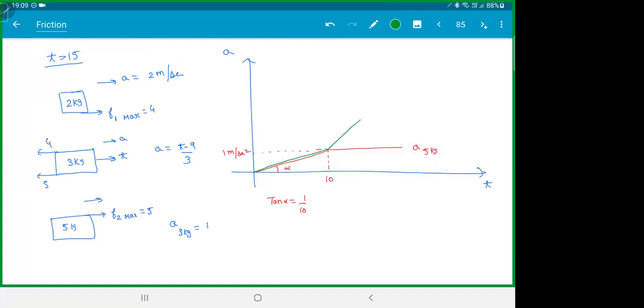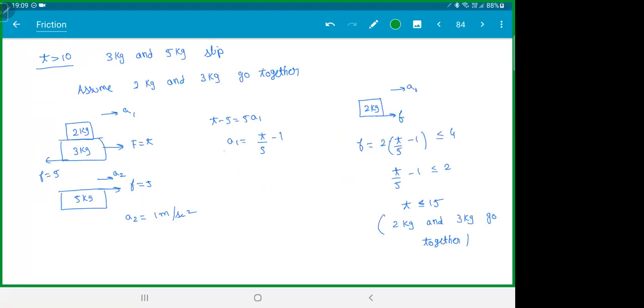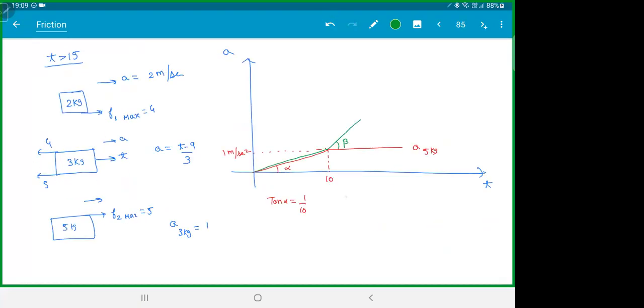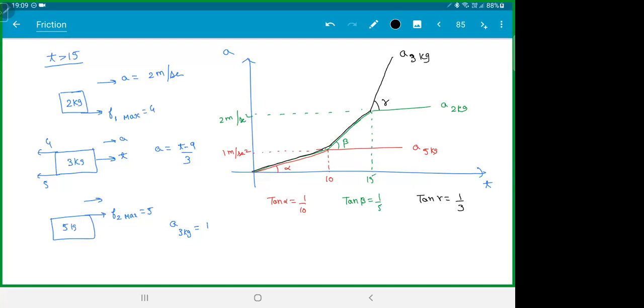Then this started going up like this. This angle is beta. How much is this acceleration? t by 5 minus 1. So tan beta is 1 by 5. They go like this till 15 seconds. Then this one became constant. So who is this? This is the 2 kg block. And what was the value? 2 meter per second square. The other one goes like this, and then flies off like this. This angle is gamma. Tan gamma is 1 by 3. It becomes more steep. This is the acceleration of your 3 kg block, the middle one. Check. That's how the graph looks.